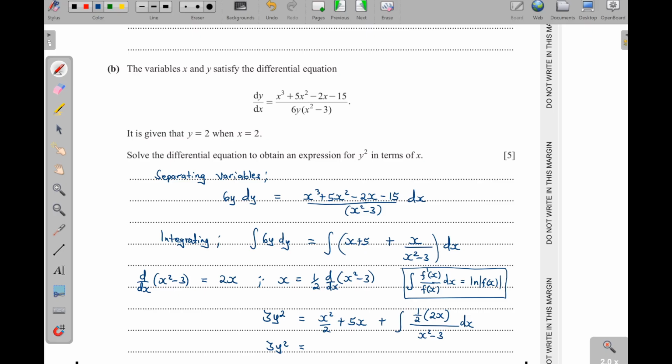So that therefore implies that we are going to have 3y squared, which is equal to x squared over 2, then plus 5x, then plus a half natural log of x squared minus 3. Then we can add an arbitrary constant. See, because whenever you differentiate a constant, it disappears. So since we are integrating, then which constant disappeared when they differentiated? Okay. So now we are supposed to find that c using these values given here.